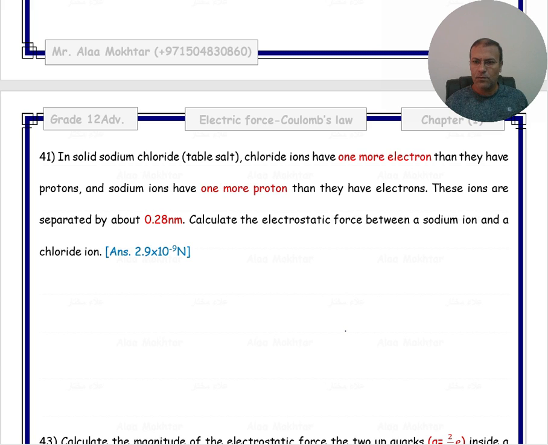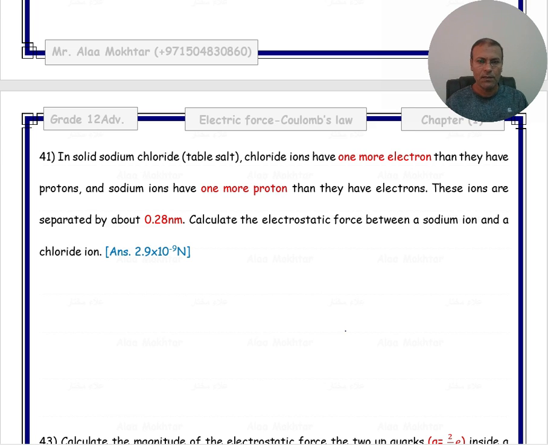Our lesson today is also to solve problems related to Coulomb's law: to find the electrostatic force between different charges, or calculate the distance between charges, or find the magnitude of the charges. Let's start with this question.